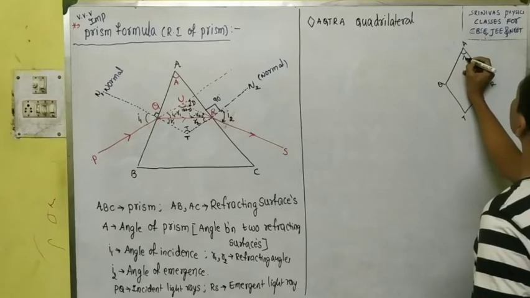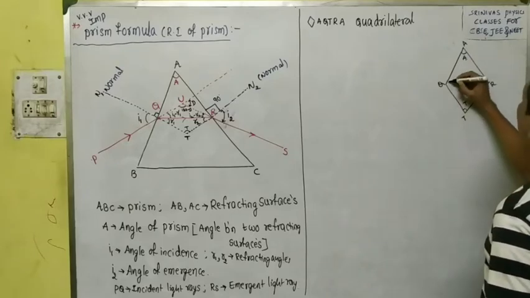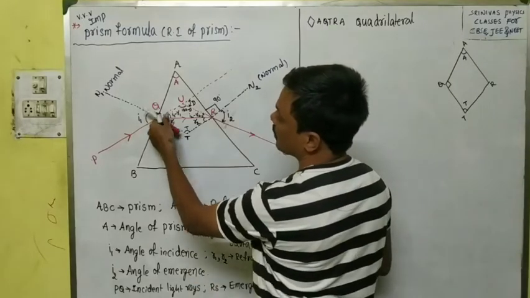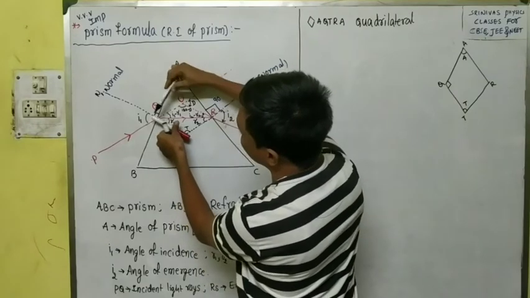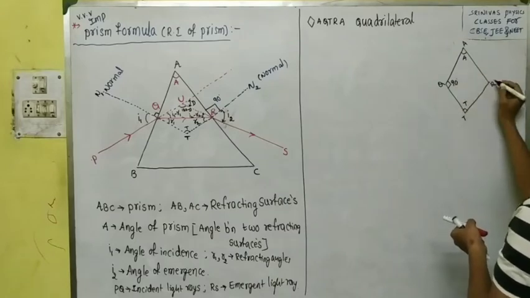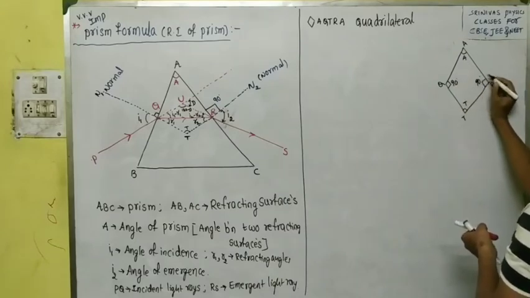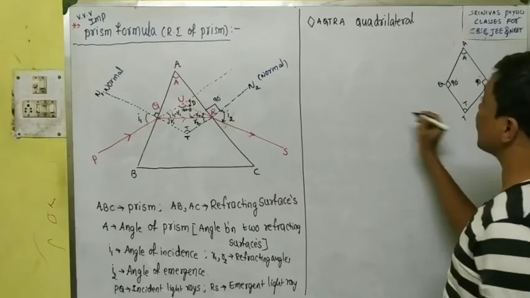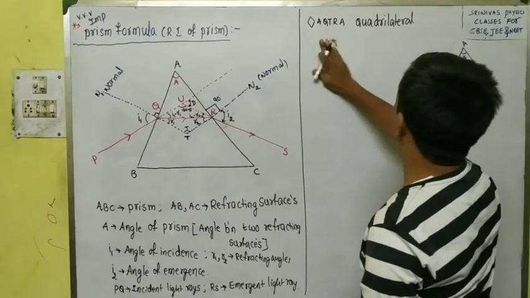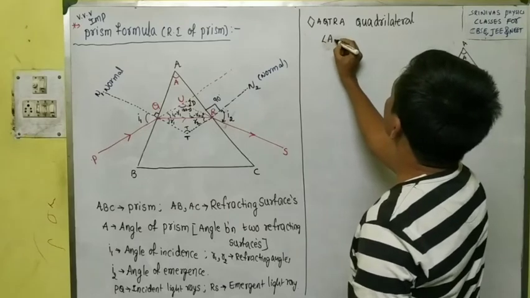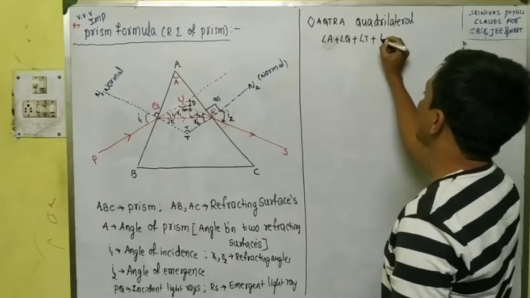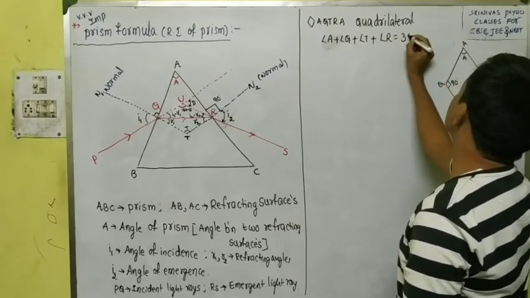And this angle is the angle of prism. This angle is T. QT is perpendicular to AQ. QT is nothing but the normal drawn to AQ. That's why this is 90 degrees. Here we write 90 degrees, and here also we have to write 90 degrees because they are the normals. Then the sum of four angles is equal to 360: angle at A plus angle at Q plus angle at T plus angle at R is equal to 360 we will get.